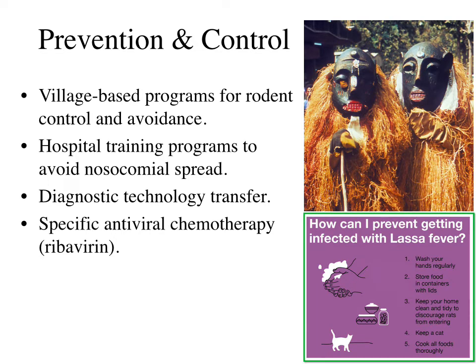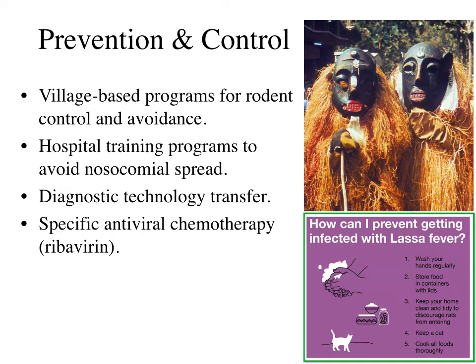You want to avoid nosocomial spread. We mentioned that that was a big step forward that they saw in the 2020 outbreak in Nigeria. They need better diagnostic tools, too. Now, there is an antiviral chemotherapy that may help, ribavirin. Ribavirin seems to help if given early in infection. It's not a cure. And there's no evidence that ribavirin can be effective as a prophylactic.